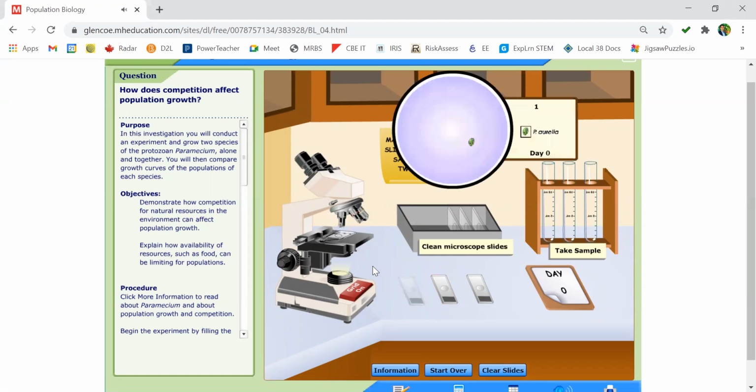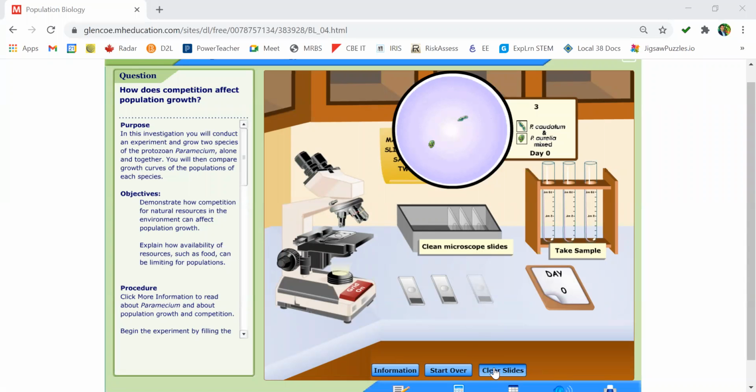We look at the slides for Paramecium aurelia, and we see there's only one cell per milliliter on day 0. For our second test tube, we also see there's one Paramecium caudatum cell per milliliter. And in our third test tube, which is the mixed culture, we see there's one cell per milliliter of Paramecium aurelia and one cell per milliliter of Paramecium caudatum. Pause the video now and record the information.